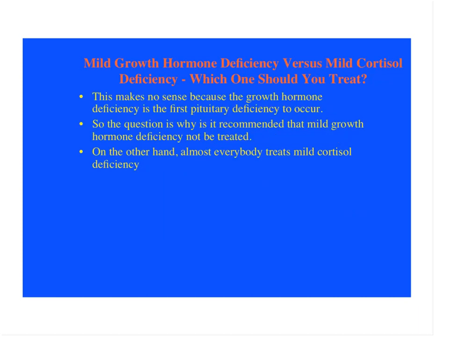And to me, this makes no sense because, as I said earlier, growth hormone deficiency is the first deficiency to occur. So a patient can have mild damage to the pituitary and be growth hormone deficient, but not have other hormonal defects. So the question is, why is it recommended mild growth hormone deficiency not be treated? On the other hand, almost everybody treats mild cortisol deficiency.